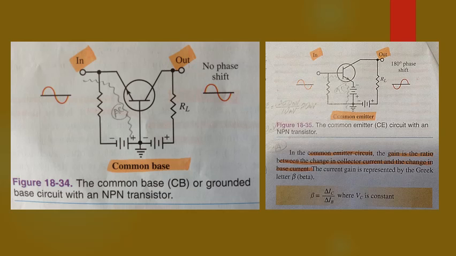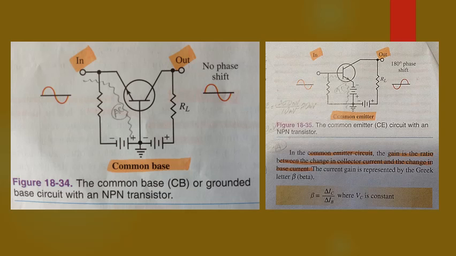In figure 18-35, right side of the screen, a common emitter, or CE, circuit is drawn. This is the most common transistor circuit. In the common emitter circuit, a positive input signal makes the base more positive and/or less negative with respect to the emitter, thus reducing the forward bias of the circuit. A negative input signal makes the base more negative and increases the forward bias. As a result, the voltage across RL in the output circuit is 180 degrees out of phase.